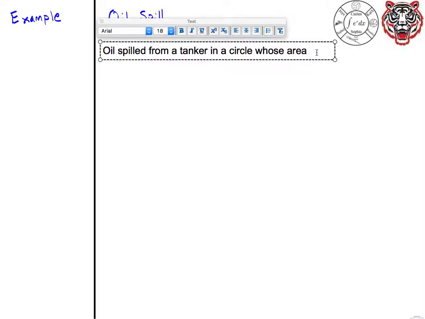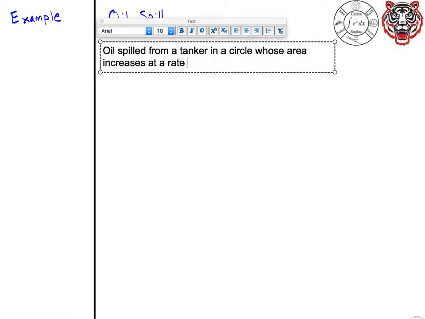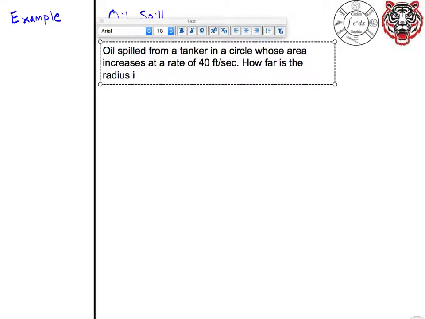From a tanker in a circle whose area increases at a rate of 40 feet per second. How far is the radius increasing when the radius is 50 feet?